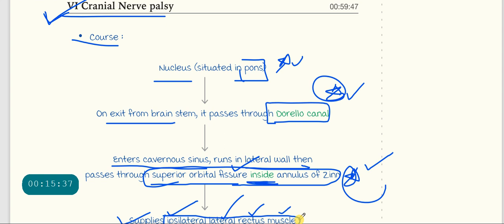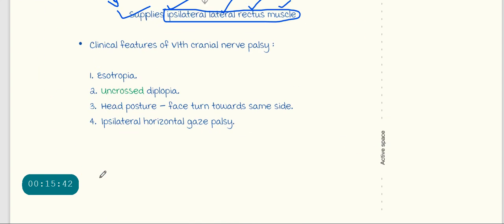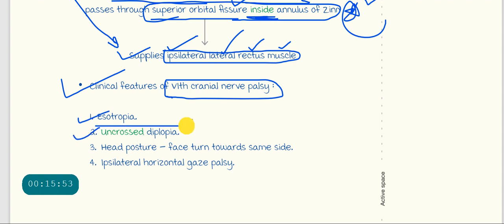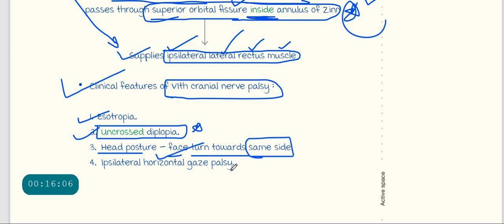Coming to the clinical features. Clinical features of the sixth cranial nerve palsy include esotropia, uncrossed diplopia, very important point, and the head posture: the head should be turned towards the same side. So the face should be turned toward the same side, and ipsilateral horizontal gaze palsy is seen. Another important point. So that completes our nerve palsies.